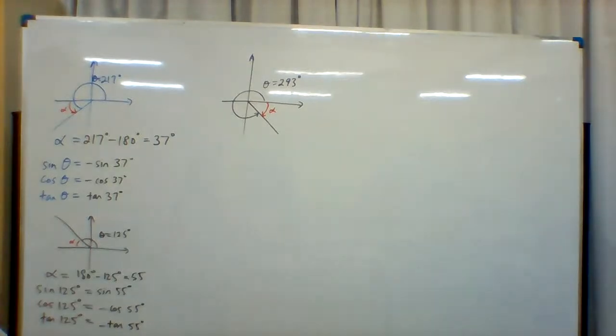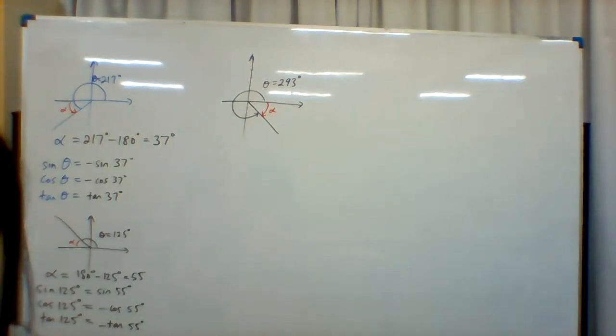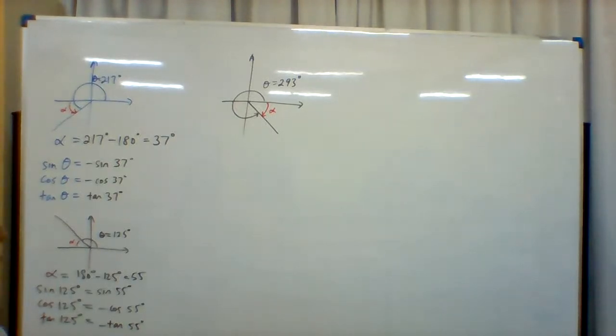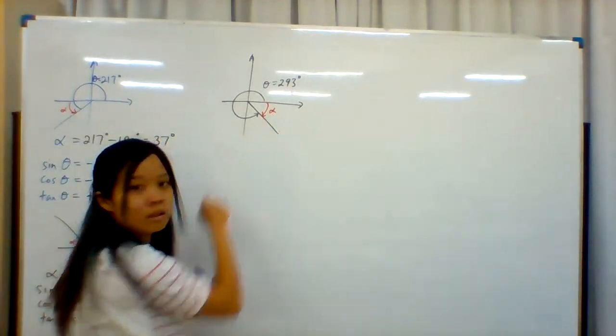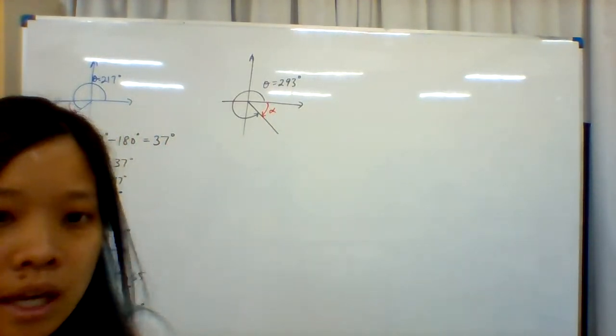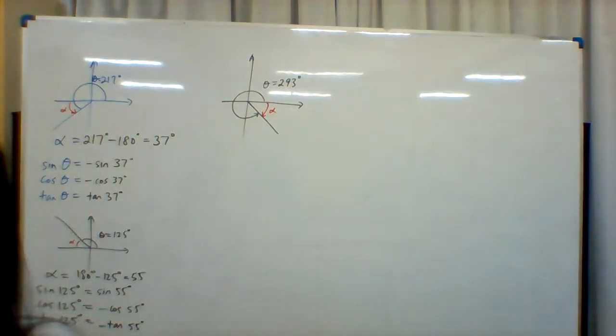Infinite symbol where? Zheng Hong, what infinite symbol? You mean this? This is the theta, basic angle. Yeah. Okay, so it's in your fourth quadrant.